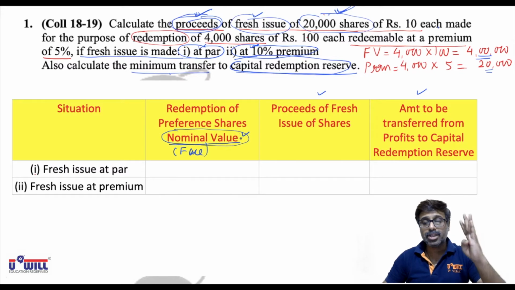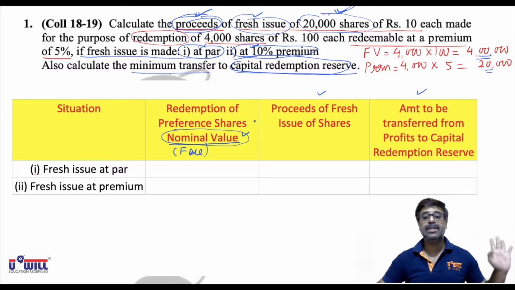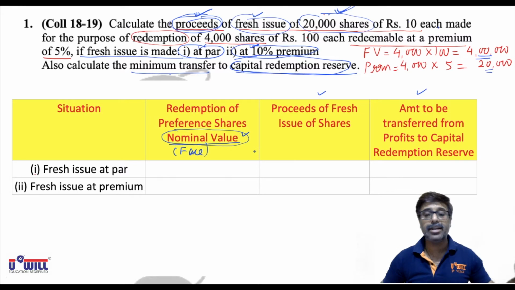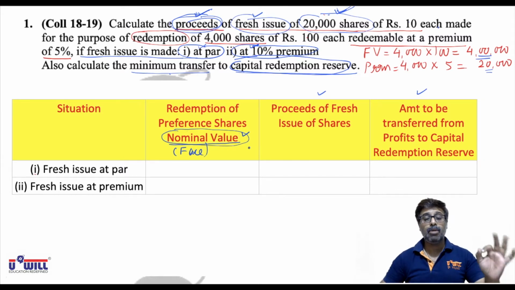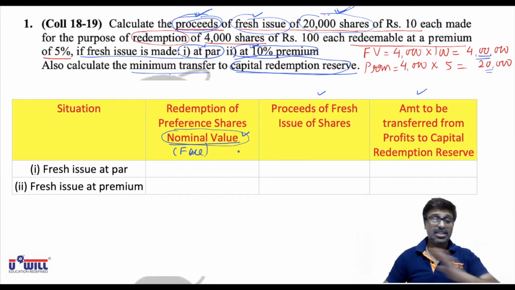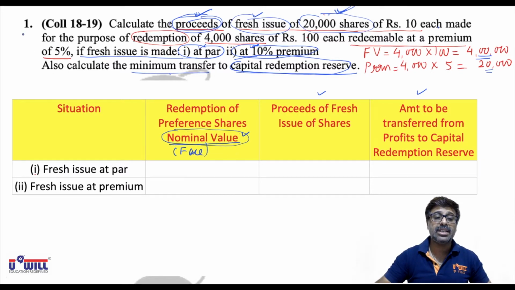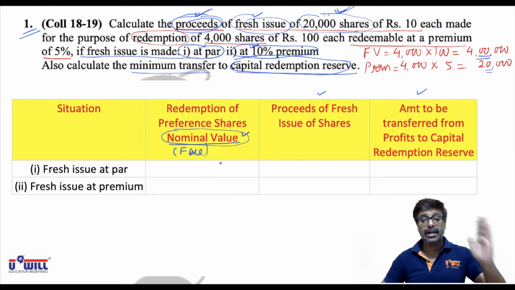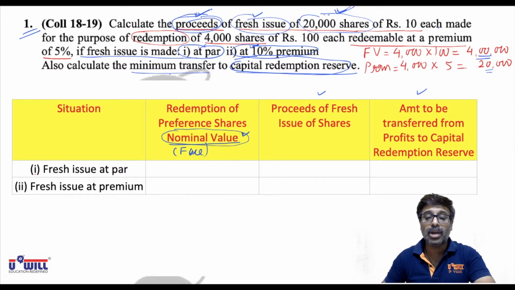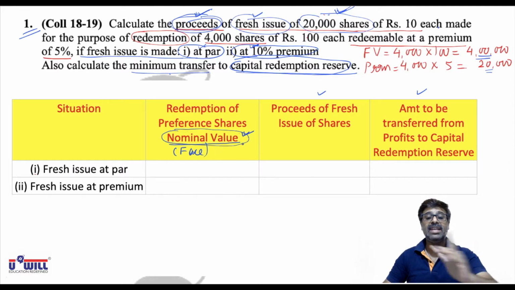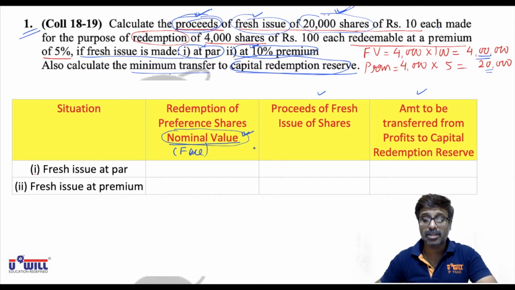Okay. Condition 4 exclusively deals with premium. There is a separate condition for premium, that premium on redemption of preference shares has to be provided from profits of the company and securities premium account. There is altogether a different condition. So conditions 2 and 3 are what we are focusing on in this question, and those conditions will consider only the nominal value, the face value, of redemption of preference shares.